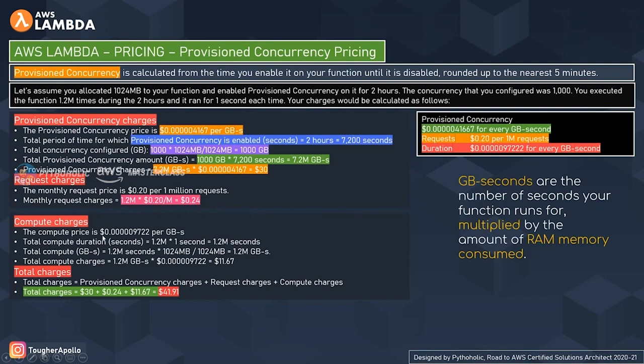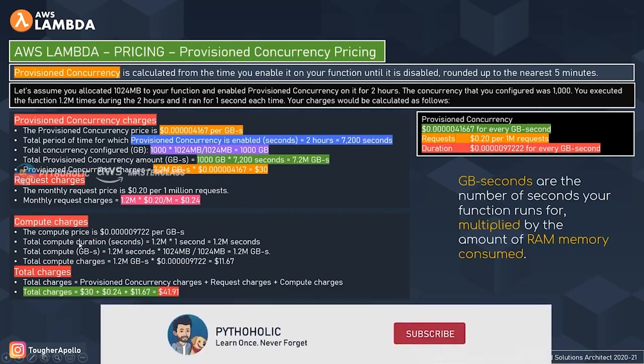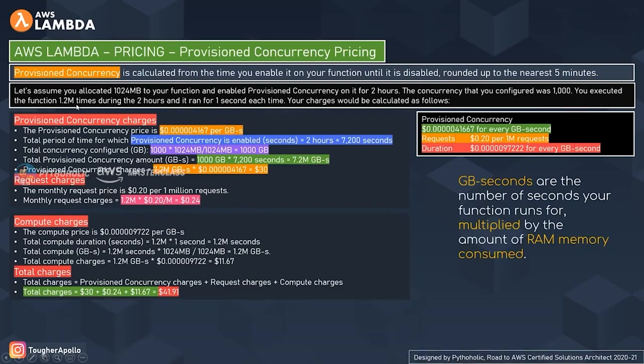Now the compute price is 0.0000097222 per GB second. And the total compute duration in seconds is 1.2 million times 1 second. It ran 1.2 million times for 1 second each, so it becomes 1.2 million seconds. And the total compute GB seconds is 1.2 million seconds multiplied by 1024, the amount that is allocated, divided by 1024, because we are converting it to GB, so 1.2 million GB seconds. Now the total compute charges will be 1.2 million GB seconds multiplied by this duration price, which comes to around $11.67.